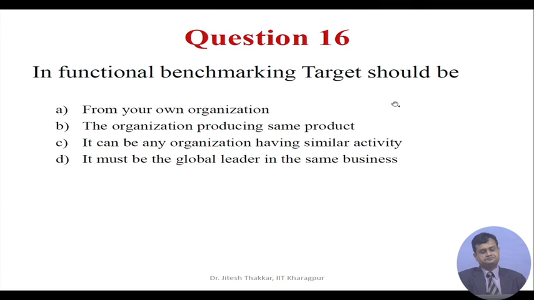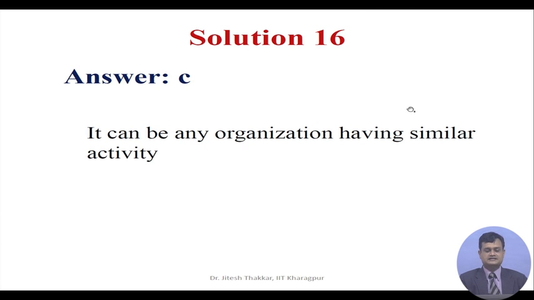Question 16, in functional benchmarking, target should be: A, from your own organization, B, the organization producing same product, C, it can be any organization having similar activity, D, it must be the global leader in the same business. So, the correct answer is C, it can be any organization having similar activity.